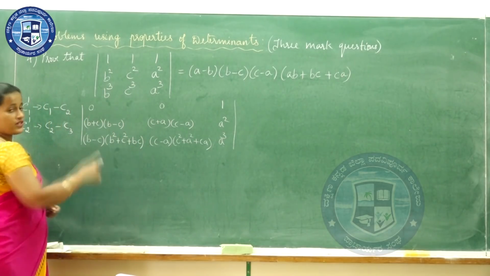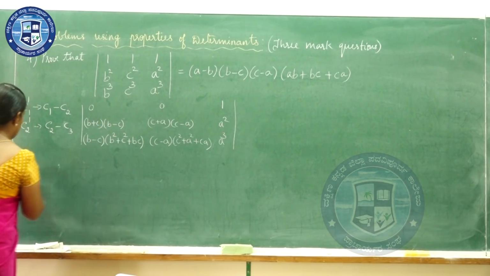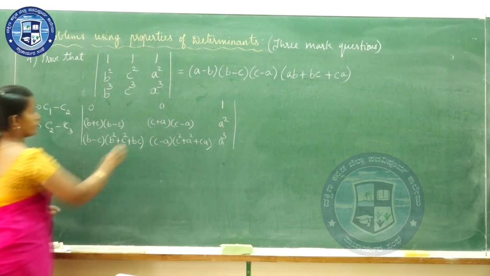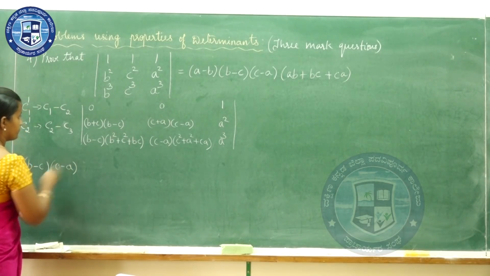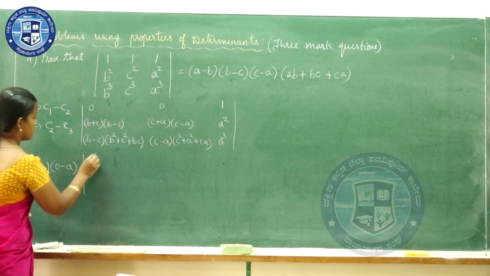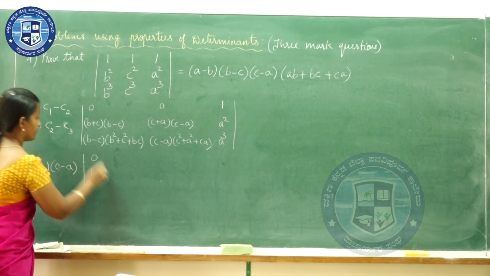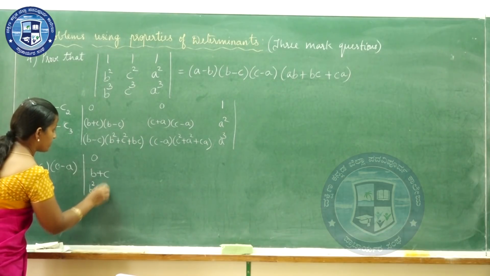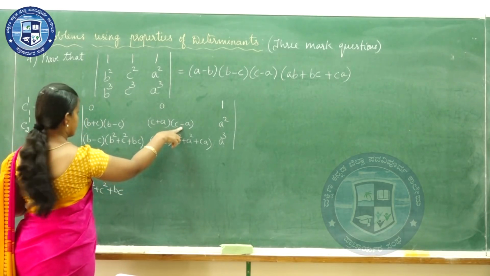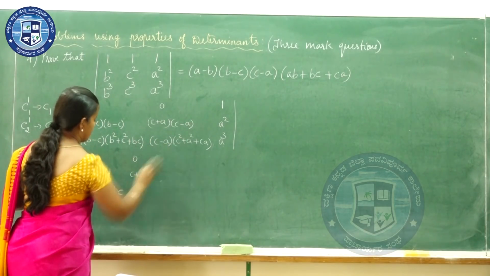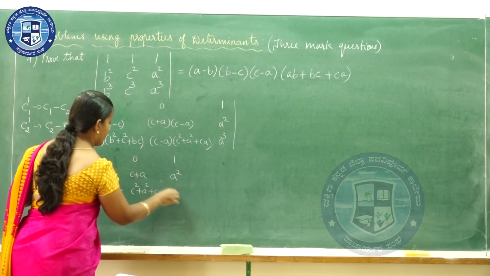Now from the first column take out b minus c. From the second column, c minus a. Whatever remains write as it is, 0. B minus c is gone out, so b plus c. B minus c is already out, so b square plus c square plus bc. Then you have 0. C minus a is already out, so c plus a. So c square plus a square plus ca. 1, a square, a cube.